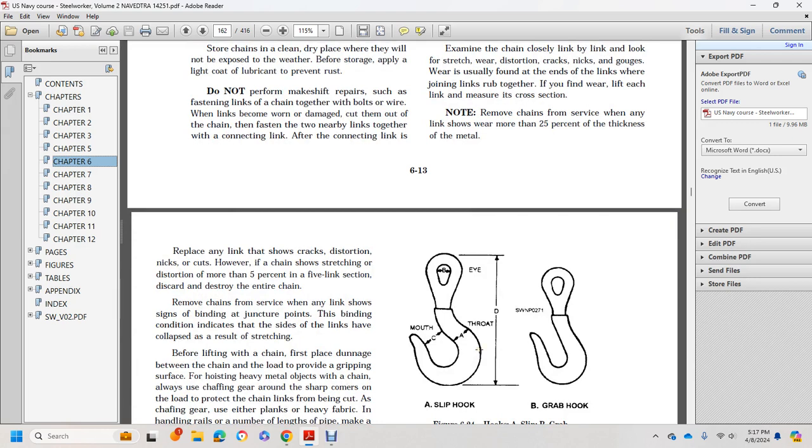Replace any link that shows a crack, distortion, or nick. If half of the chain shows scratching or distortion in more than 5% of a 5-link section, discard and destroy the entire chain.